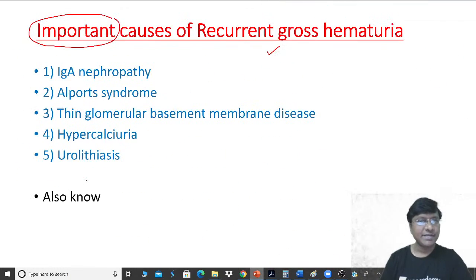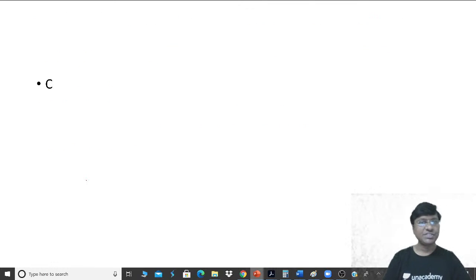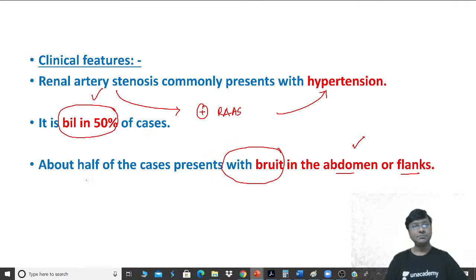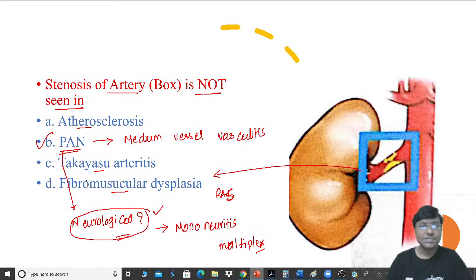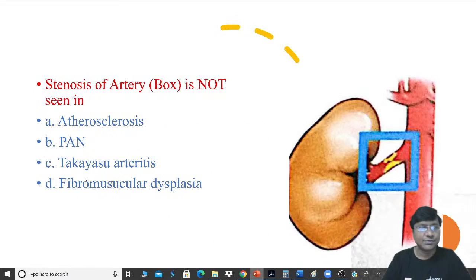So let me shortly revise all the questions which I have discussed. The first question was on renal artery stenosis. The most common cause of renal artery stenosis in an elderly individual is atherosclerosis, whereas in India, the most common cause in young individuals is Takayasu arteritis, and in Western countries, in young individuals, the most common cause is fibromuscular dysplasia. And remember, renal artery stenosis is not seen in polyarteritis nodosa.